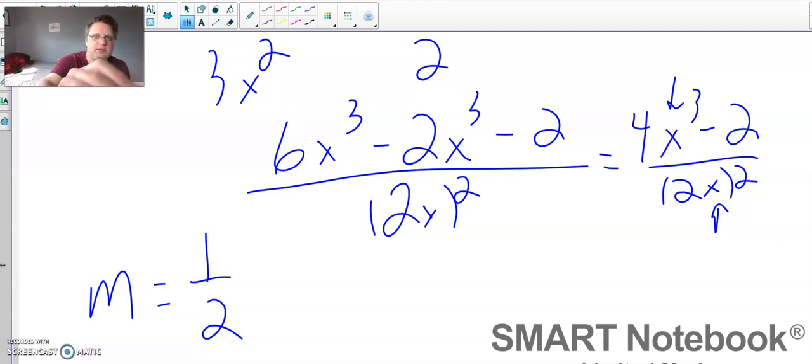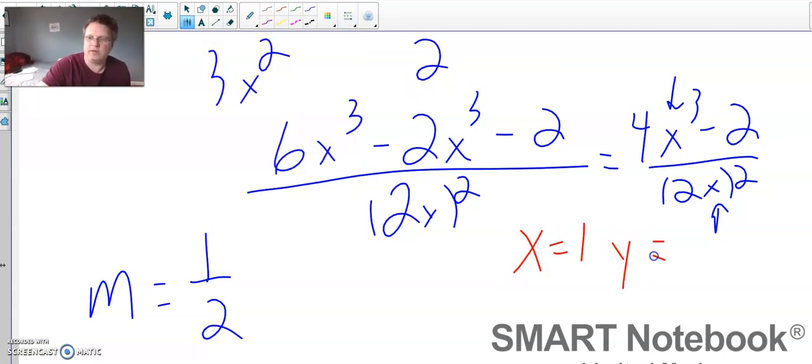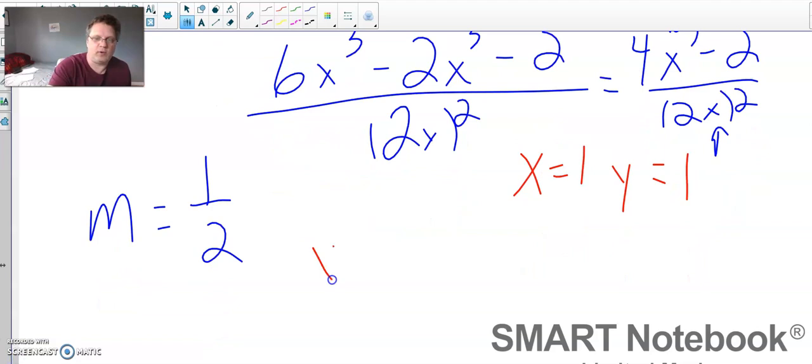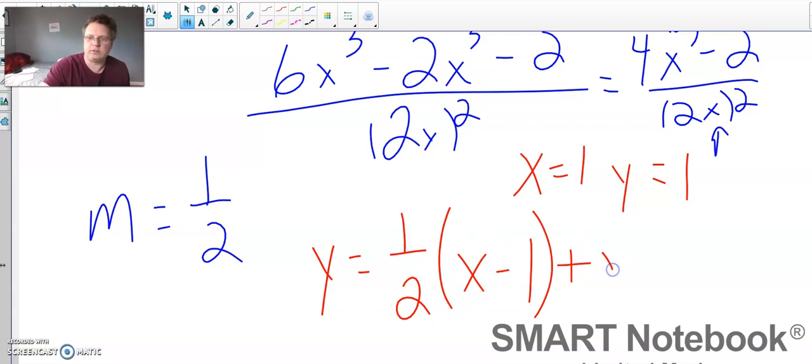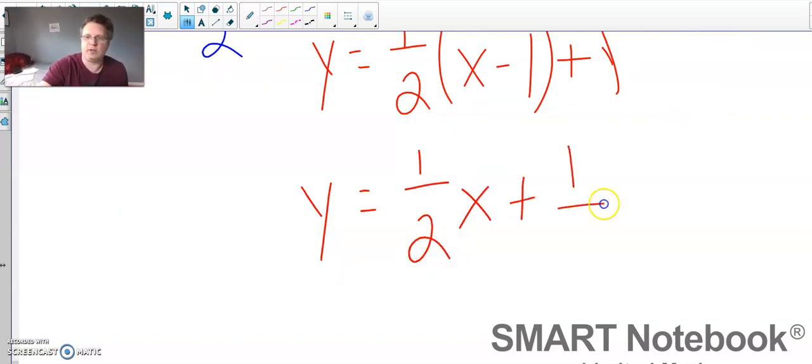Now, your x equals 1. You need to find your y value, and how you find your y value is you plug it into the original equation. Once I plug it in, I get a y value of 1. Everyone all right with that? And then we have y equals m times x minus x1, plus y1. Going further, you have y equals 1/2 x minus 1/2 plus 1, which is plus 1/2. So that's the tangent.